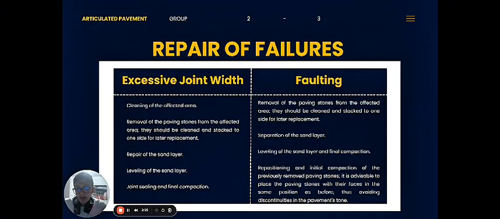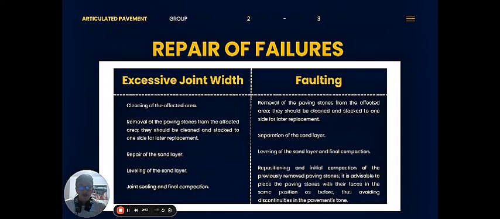How can we repair these faults? In the case of excessive joint width: cleaning of the affected area, removal of the paving stones from the affected area, which should be cleaned and stacked to one side for later replacement. Repair of the sand layer, leveling of the sand layer, and joint sealing and final compaction.